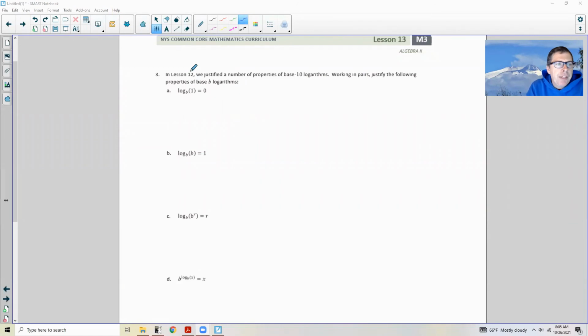Okay, page 2, number 3 says, in lesson 12, we justified a number of properties of base 10 logarithms. Working in pairs, justify the following properties of base b logarithms. So we have log base b of 1 equals 0. So if we let L equal log base b of x, okay, that means b to the power of L equals x by our rule. The base to the power of what it equals is equal to what we're taking to the base of b.